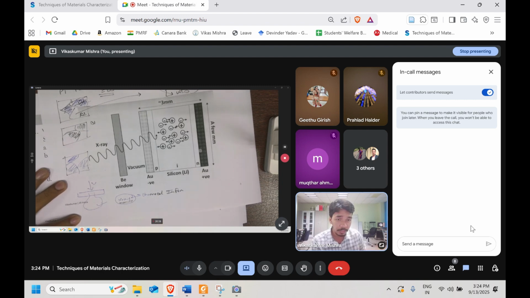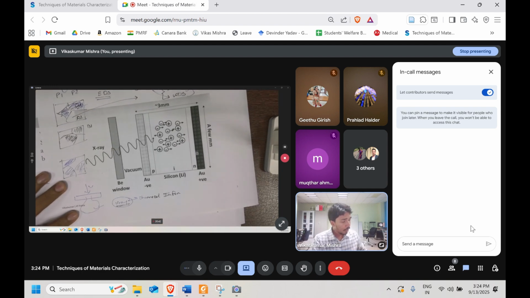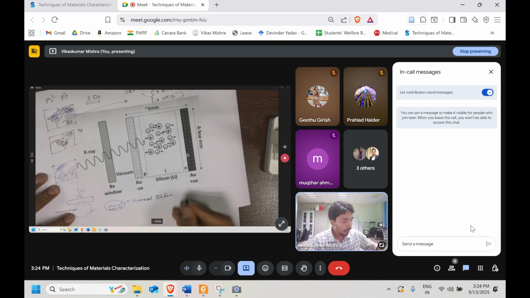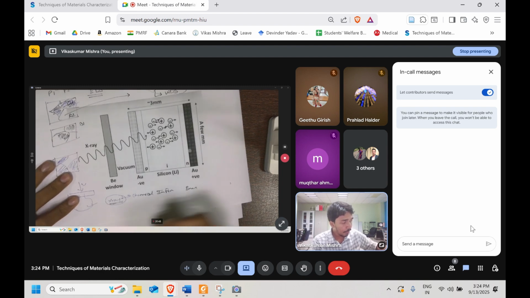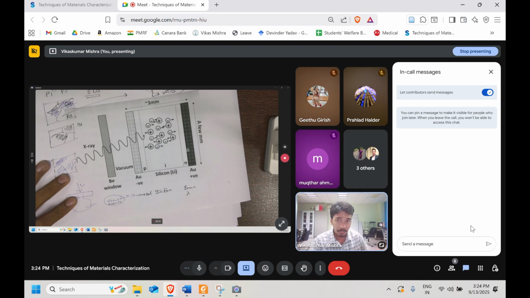This X-ray is carrying the X-ray information, the chemical information. Now, this we can detect in two ways. One, we can detect its energy. And another way, we can detect its wavelength. So both of them are going to give us some information.